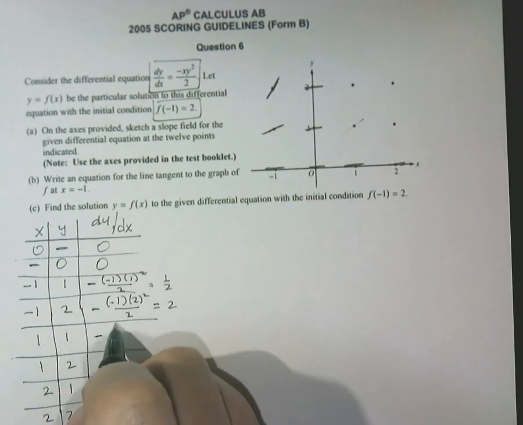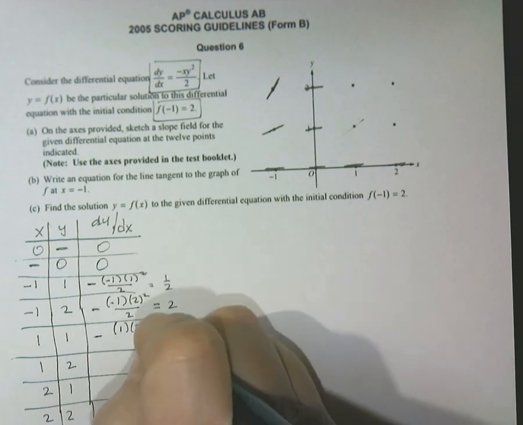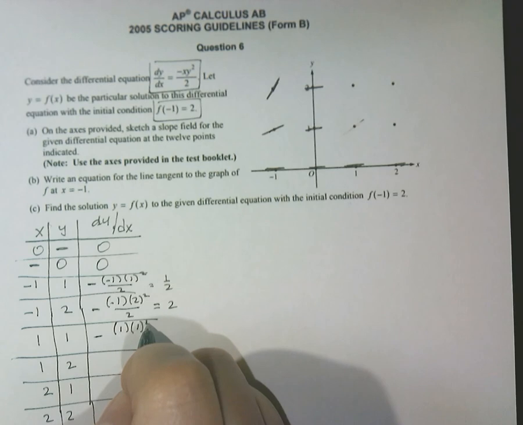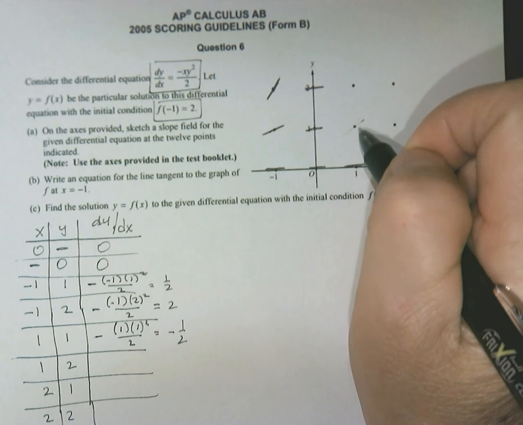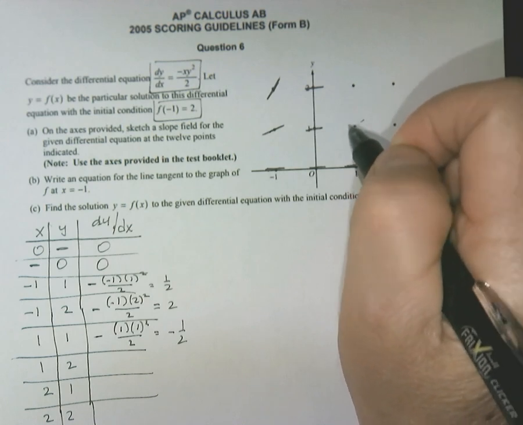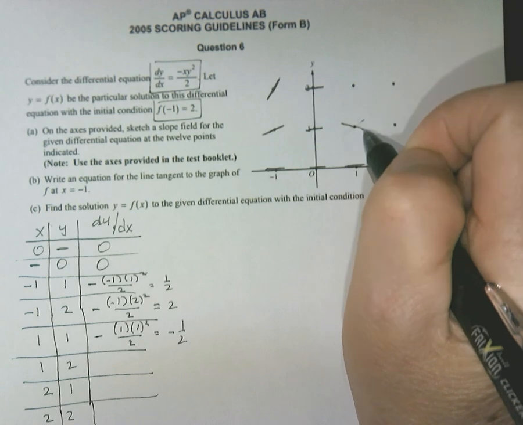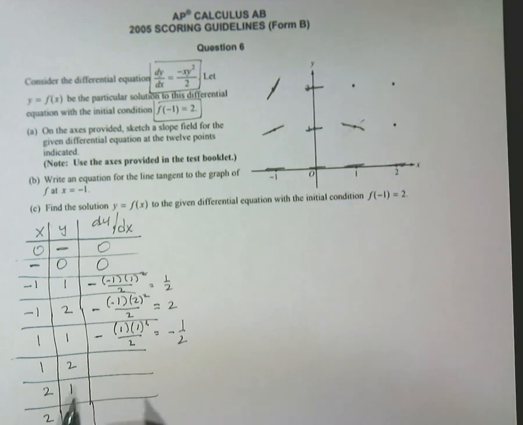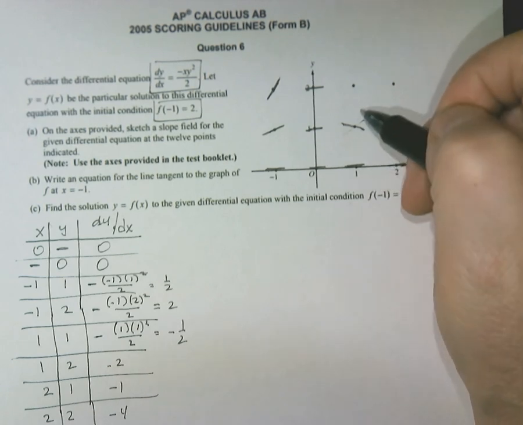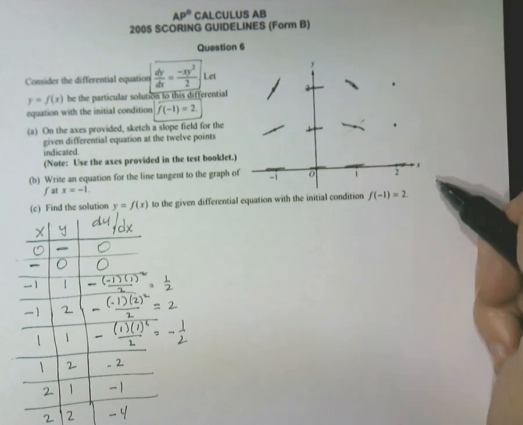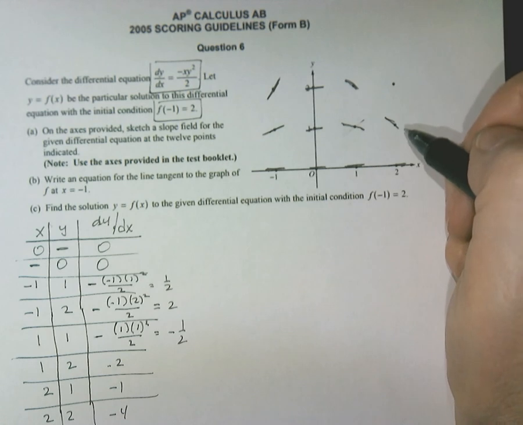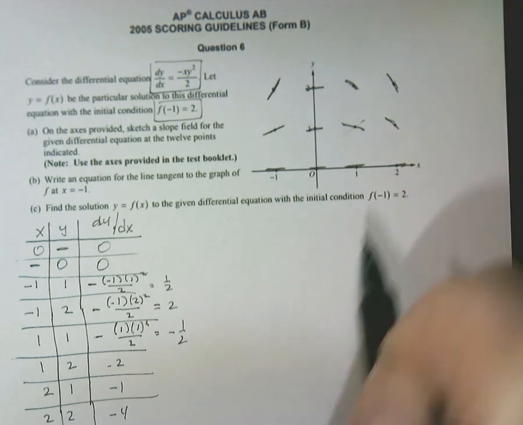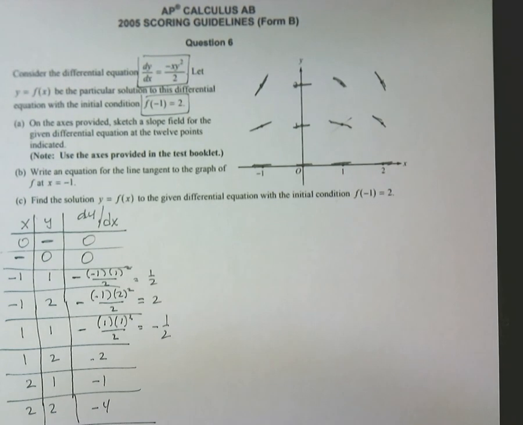1, 1, negative, put a 1 here, put a 1 here, over 2, gives me -1/2. So at the point 1, 1, I'm glad I caught that. It's not a positive 1/2. This is -1. I'm going to do it like that. And I've got the rest of these done. So at the point 1, 2, I have a slope of -1. At the point 2, 1, I have -1. And at the point 2, 2, I have -4. So that's what the slope field looks like.